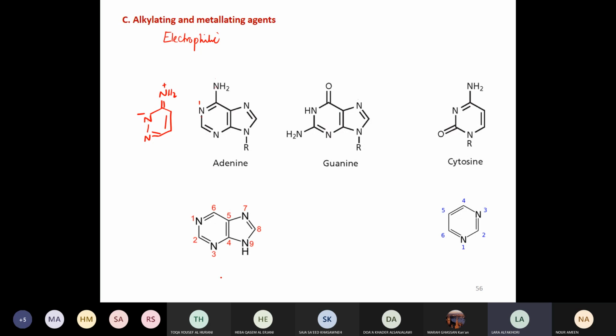For adenine, which is considered a purine or has a purine-type ring, the numbering is always the same. I always start from this nitrogen and move in this direction. So this nitrogen will be number 1, this one 3, 7, and 9. Okay? So nitrogen number 1 is expected to be, yes. What else? Yes.